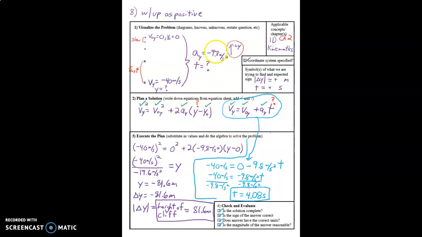Our acceleration is going to be negative. Again, the choice here of up as positive is what dictates the sign here. Acceleration due to gravity is always downward, but it's not always negative, as we'll see when we do number 9.